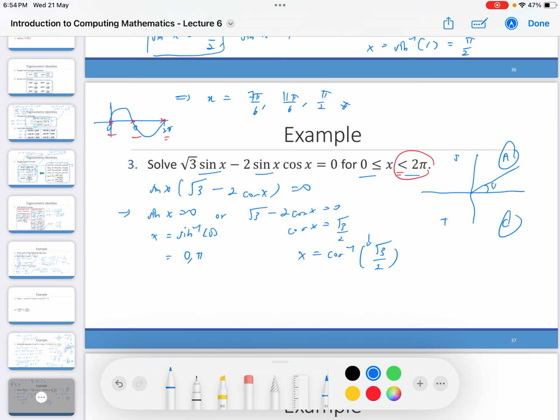So we draw the reference angle. When we click the calculator, we get the angle that gives cos equals square root 3 over 2, which is 30 degrees, or pi over 6. So straight away we get this one equals pi over 6, and then the last one on the fourth quadrant is 11 pi over 6. Okay, so then we can list out all the x: 0, pi over 6, and the last one is 11 pi over 6.